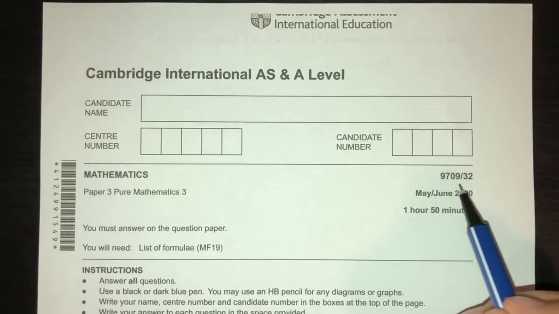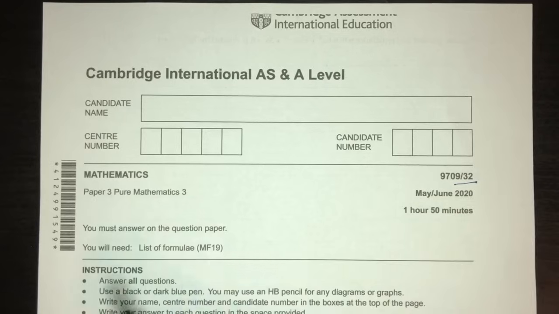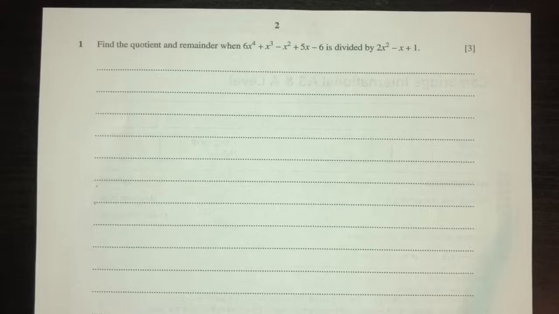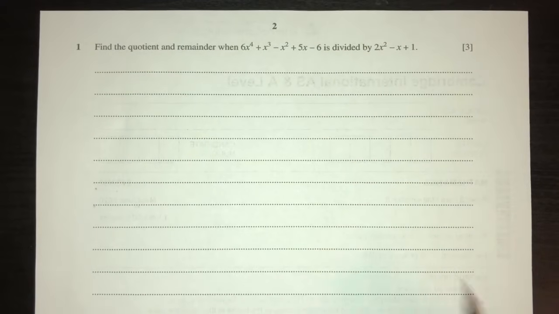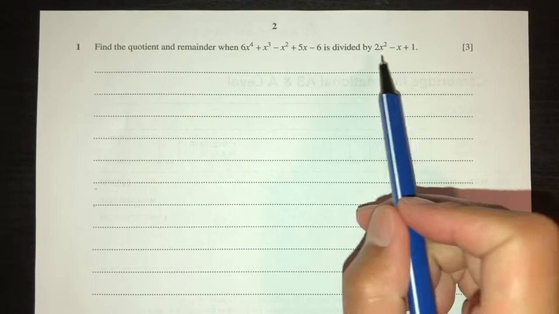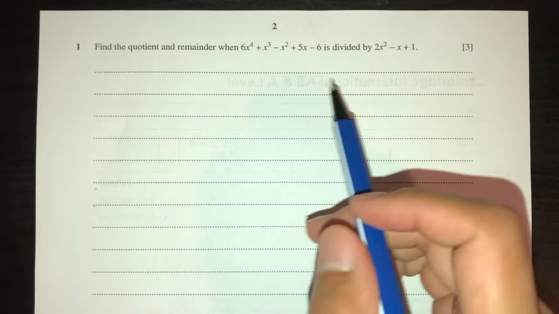This one is paper 3-2 of A-level math of May-June 2020. So let's move on to question number 1. Find the quotient and the remainder when this equation is divided by this equation. So we have to do a long division for this one.